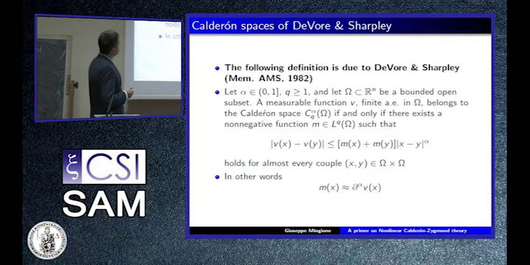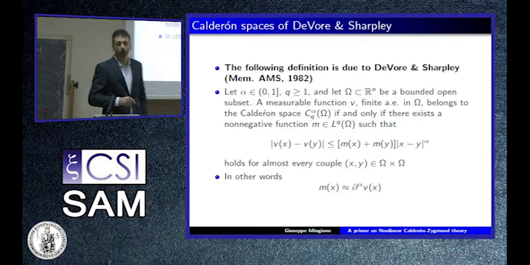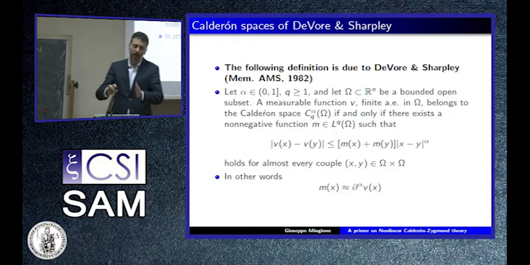So we say that V belongs to C0 Q if the oscillations of V can be bounded by this difference, as if it were a Hölder continuous function, but now you're replacing the Hölder continuous semi-norm with the sum of two functions at two different points, where M is an LQ function. So you know that Hölder continuity means that here you have a constant, or if you like, you have a bounded function. Now you have an LQ function. So you are locally describing the potential blow-up of the Hölder semi-norm with an LQ function.